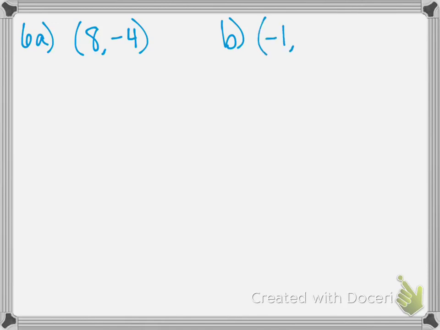Okay. Oh, this slideshow doesn't have your last examples. So let's add them in there. You've got the directions, you just don't have the points. So for example 6A, let's use the points 8, -4. 6B, we'll use the points -1, 0. And for C, we'll use the points 5, -5.